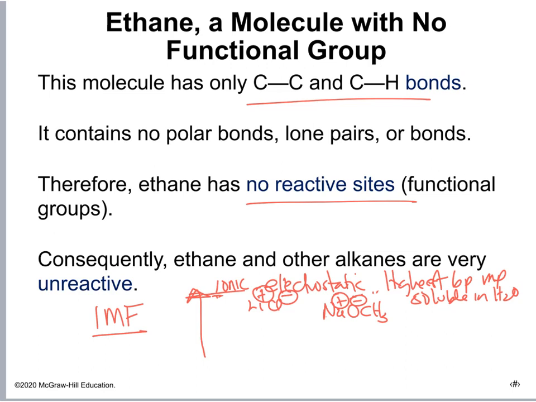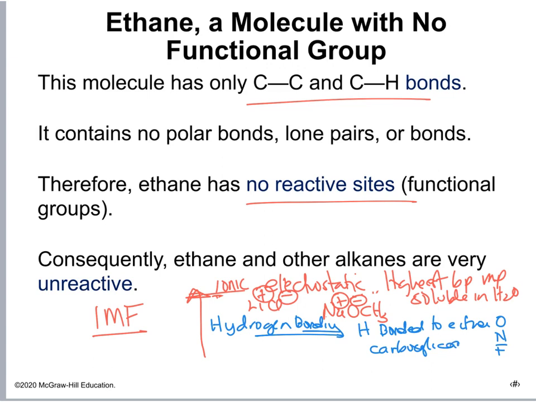Okay, what about the next one, hydrogen bonding. You have to have a hydrogen bonded to either an oxygen, a nitrogen, or a fluorine. So what are your hydrogen bonding compounds? Well, you have carboxylic acids, you have amides, you also have alcohols, and you have amines.